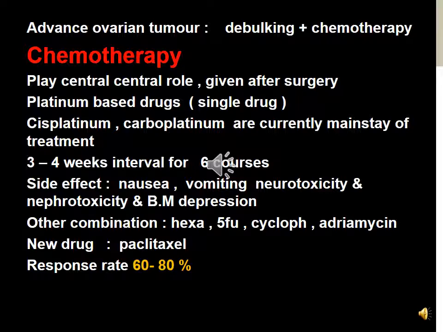If there is no response to the single drug regimen, we shift to a combination of drugs like hexamethylmelamine, 5-fluorouracil, and other types of cytotoxic drugs. Nowadays, there is a new drug called paclitaxel with a good response rate, more than 80%.